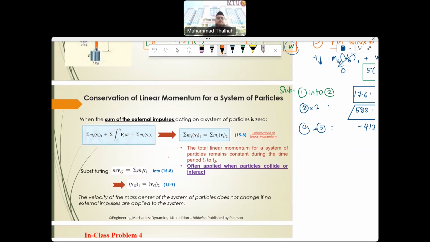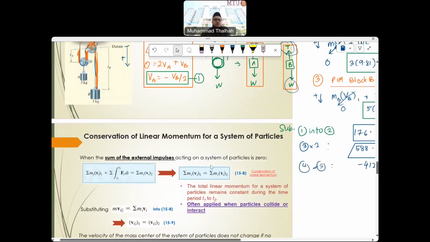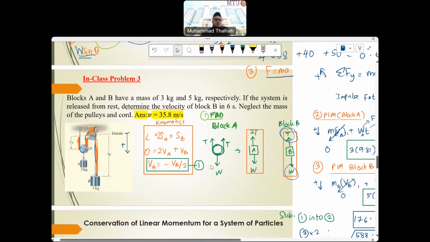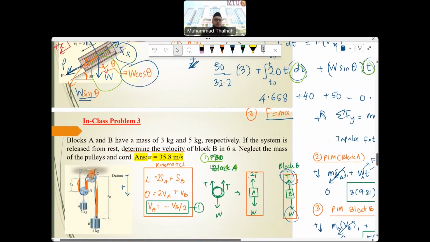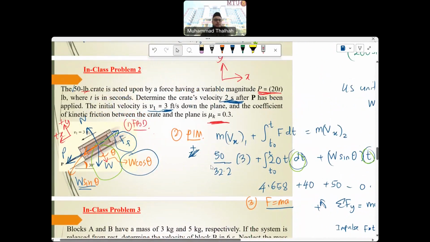Conservation of linear momentum for a system of particles. What happens when you just have the particles colliding with each other without any external force? Before this we discussed that the impulse is affected by the weight, what else? The external force, the applied force, the variable force. The impulse was affected by what else?